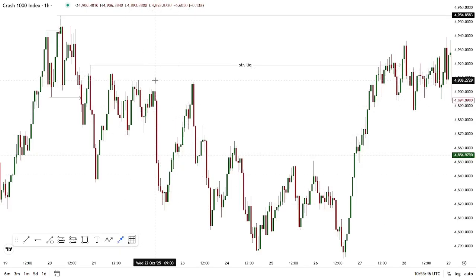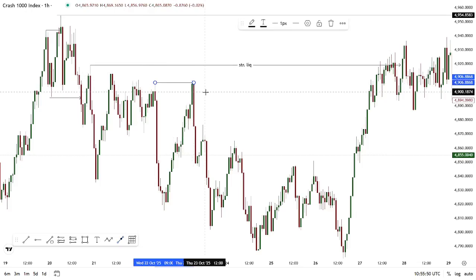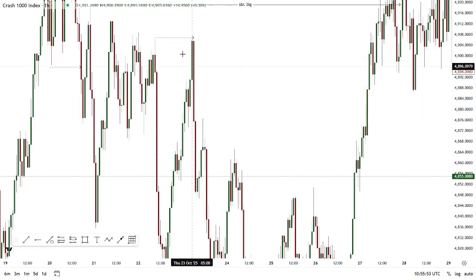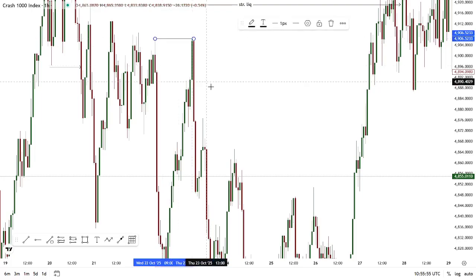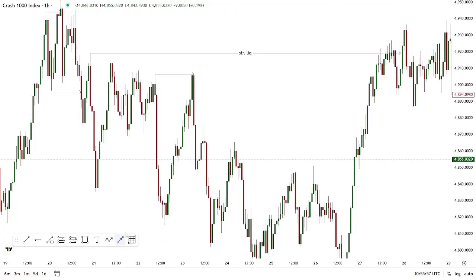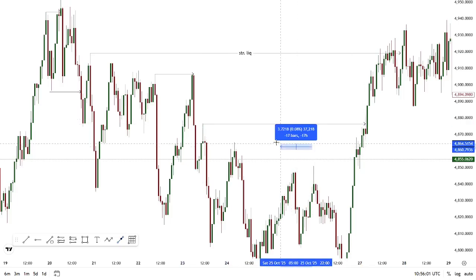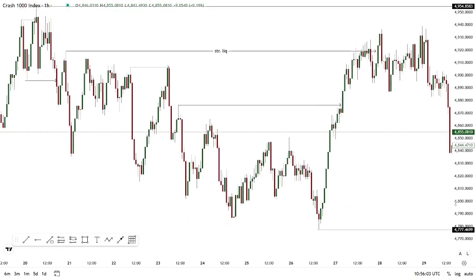So now look at this. Within this zone, price now took out another liquidity here. It might not be so obvious, but price actually took a liquidity out here, and now gave another structural liquidity here. So you see how silly this is.